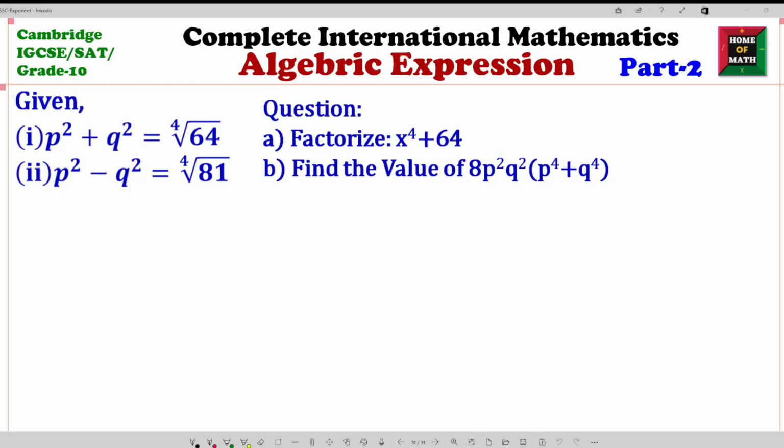Factorize x to the power 4 plus 64 and find the value of 8p square q square inside bracket p to the power 4 plus q to the power 4. For this question we can take help from the given part.